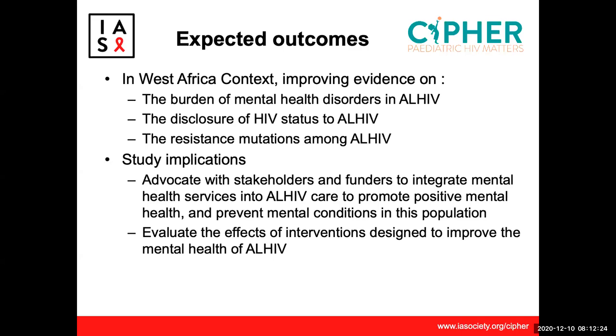The expected outcome of this CIPHER grant is to generate evidence on disclosure of HIV status, the burden of mental health disorders, and their impact on virological outcome and resistance mutations among adolescents living with HIV in West Africa. We will also generate evidence to advocate with stakeholders and funders to integrate mental health services into adolescent HIV care in order to promote positive mental health and to prevent mental health conditions in this population. In addition, this study's results will be useful to design, implement, and evaluate potential interventions to improve the health of HIV-infected adolescents.